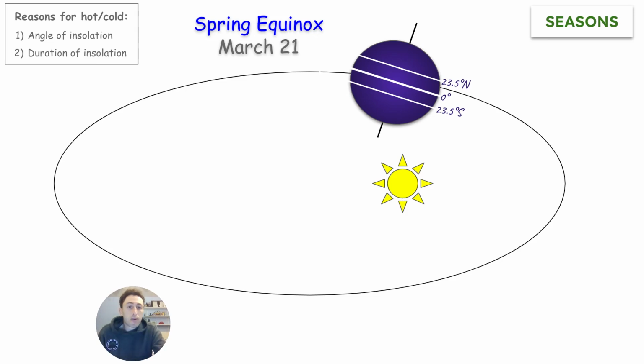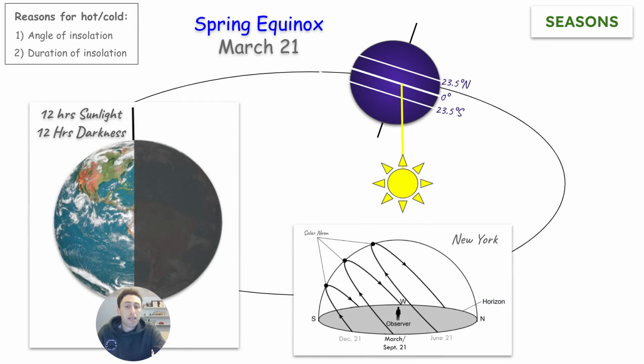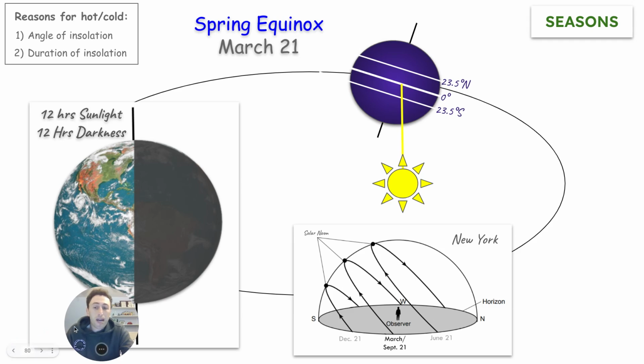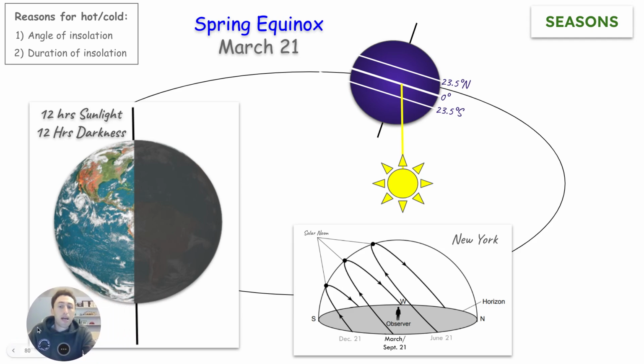This is called the spring equinox, and the sun's rays hit directly at the equator. It's called the equinox because it's equal: all places on Earth will have 12 hours of sunlight and 12 hours of darkness. It's going to be warmer during the spring equinox than it was at the winter equinox for us in New York. And that is because we get more direct sun rays.